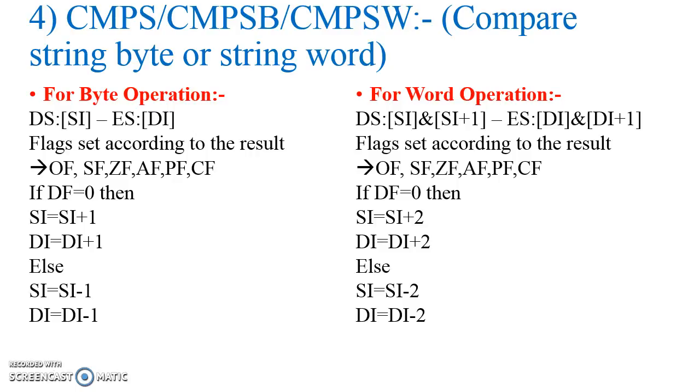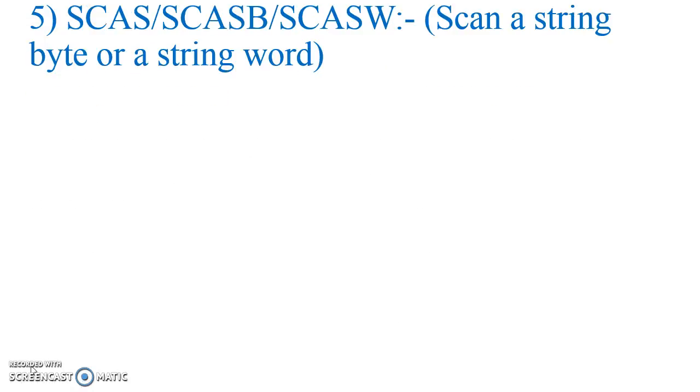The auxiliary carry flag, parity flag, carry flag, zero flag, sign flag and overflow flag are affected by the comparison, but the two operands are not affected after the comparison. SI and DI registers will be automatically incremented or decremented to point to the next or previous element in the two strings.